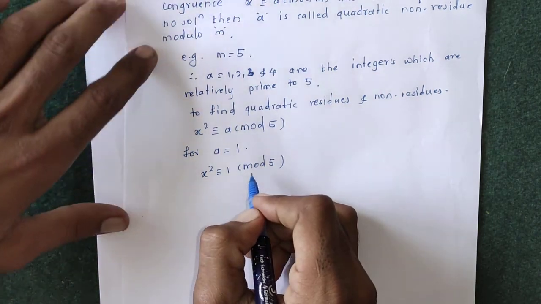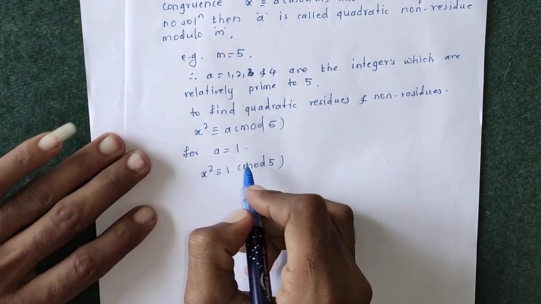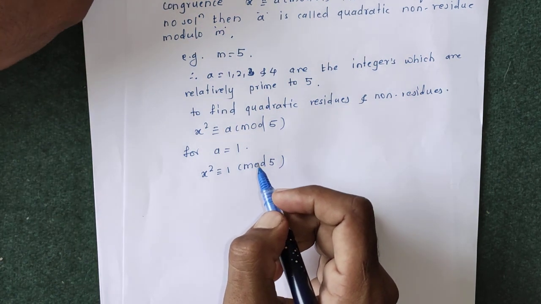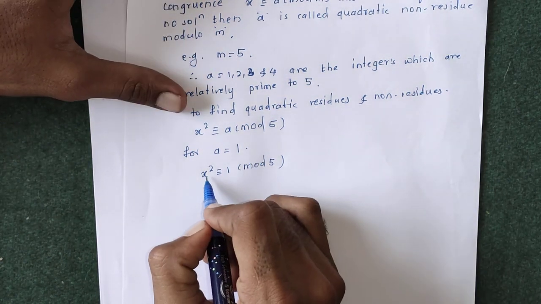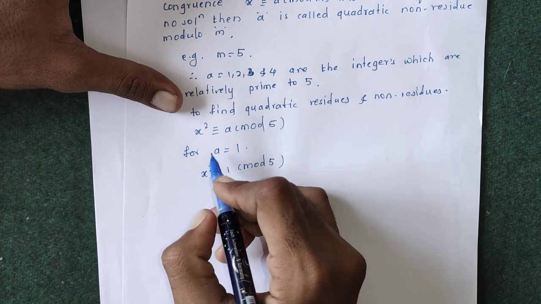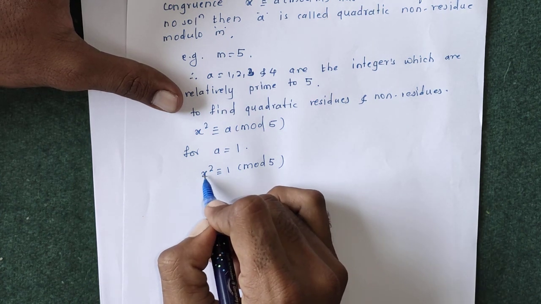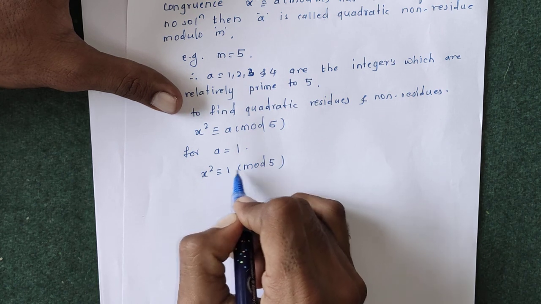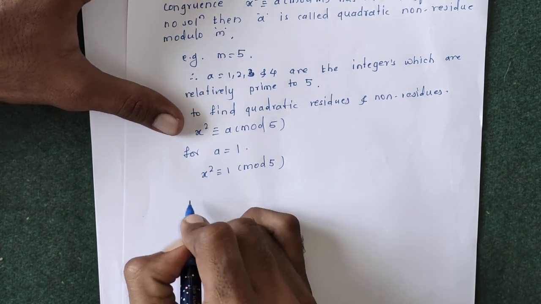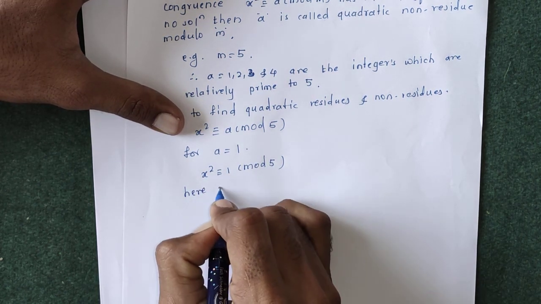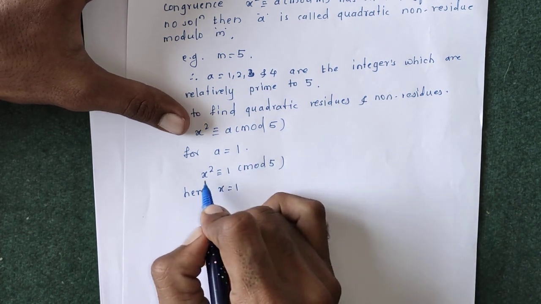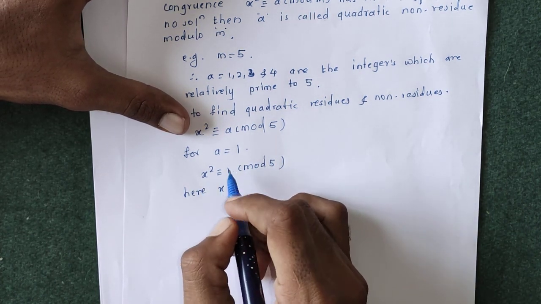We know that to check the solutions of the congruence, we just check the CRS. Suppose we put the value of x is equal to 1, then 1 square is 1, and clearly 1 is congruent to 1 modulo 5, since 1 minus 1 is 0 and 5 divides 0. Here x is equal to 1 is a solution. So this 1 is a quadratic residue.